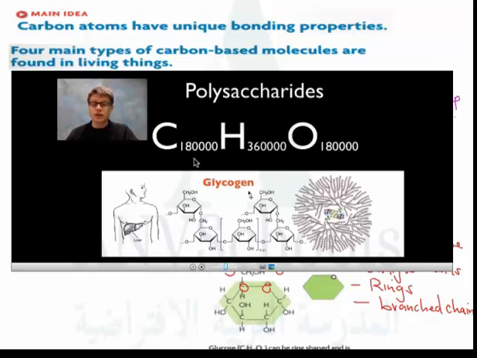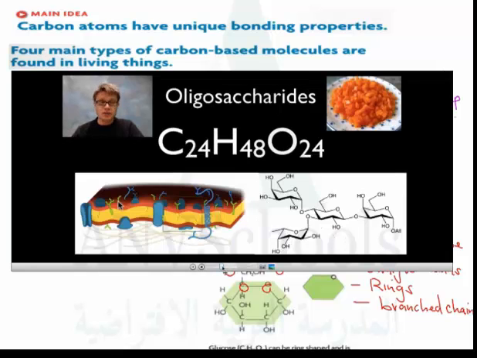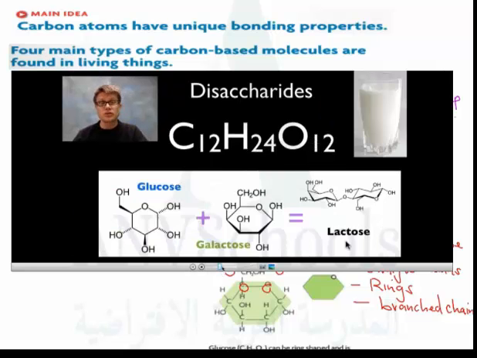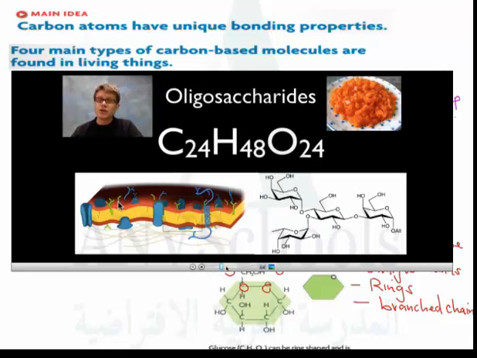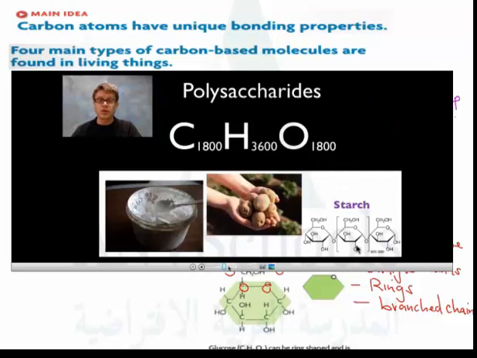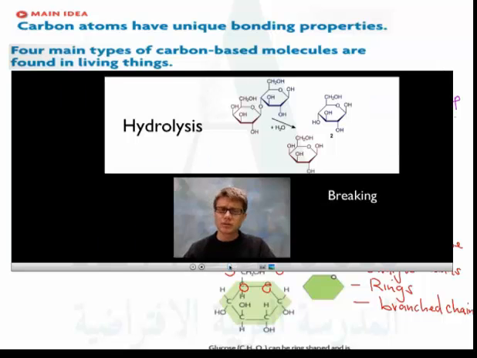Another storage carbohydrate in animals, like for example in humans, is glycogen. As you look at glycogen, you will discover that it is highly branched. If we compare it to the previous one, which is starch, you will discover that starch is not as branched as this. Look at starch. Starch has chains of monosaccharides, but they are not branched as in that.